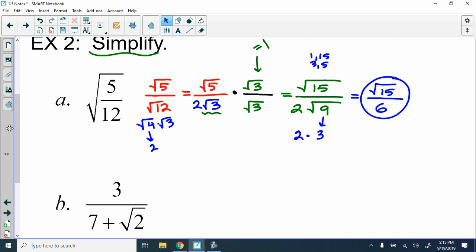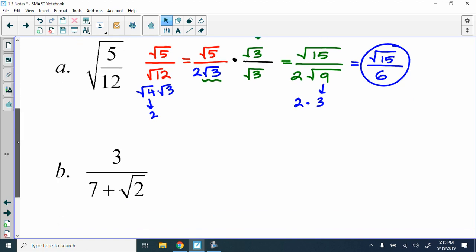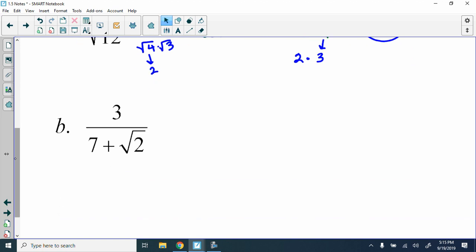That would be considered a monomial, one term. However, for part B, we have a binomial. It's 2 terms. It's 7 plus radical 2. So if we were to multiply just by a monomial, like radical 2, we would still have a radical in our denominator. So we can't do that.